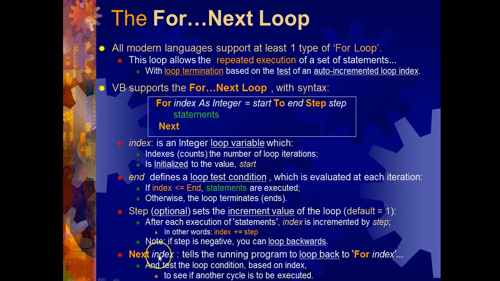Next index tells the running program to loop back to 4, come back up here, and test the loop condition based on index to see if another cycle is to be executed.